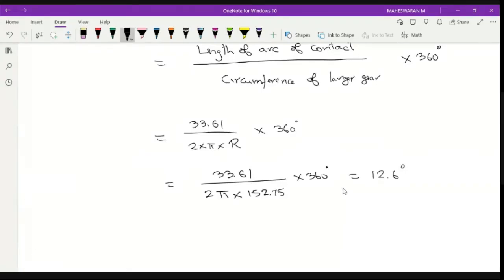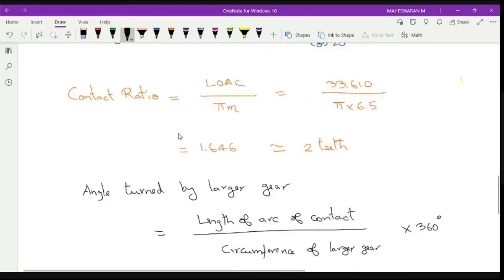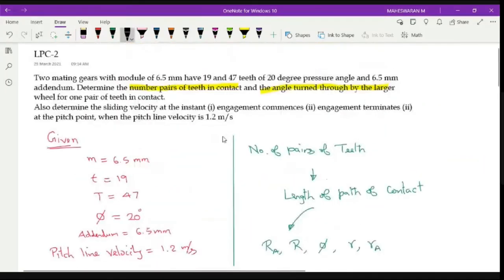If they ask for the smaller wheel, what do you have to do? Same thing. The circumference of the larger one, the diameter is the smaller diameter. Instead of this capital R, you have to put the smaller r. That's it. Okay, so this is the angle turned, right? So the next part is over. So this part is also over. So this too is over.